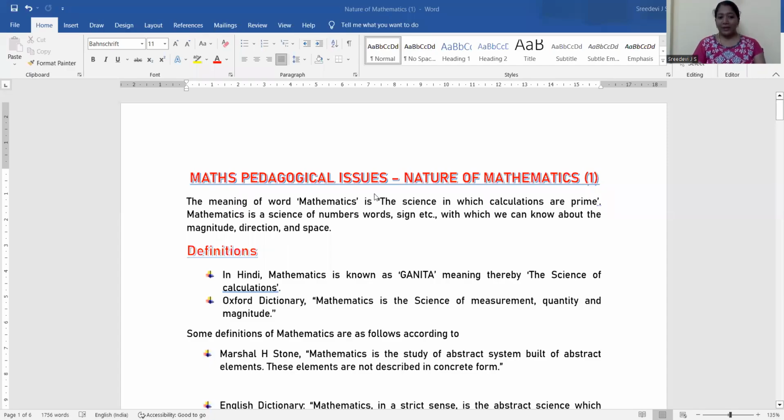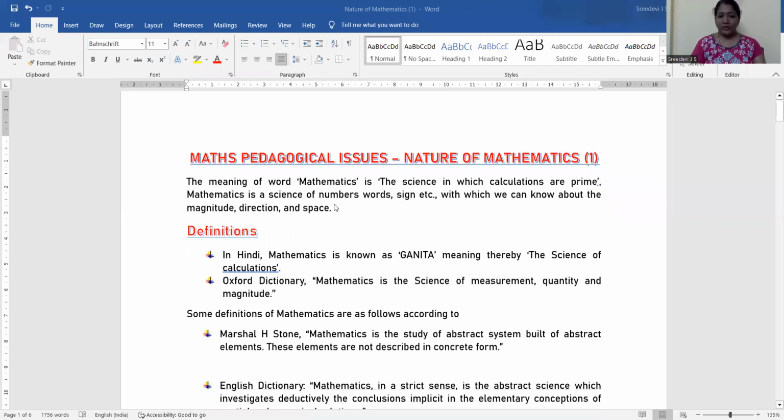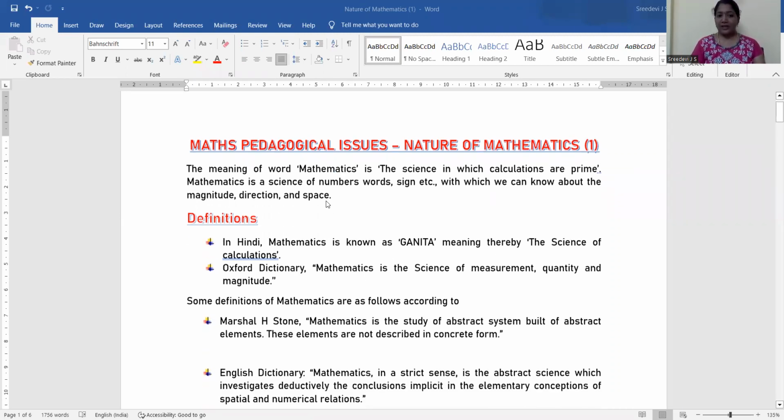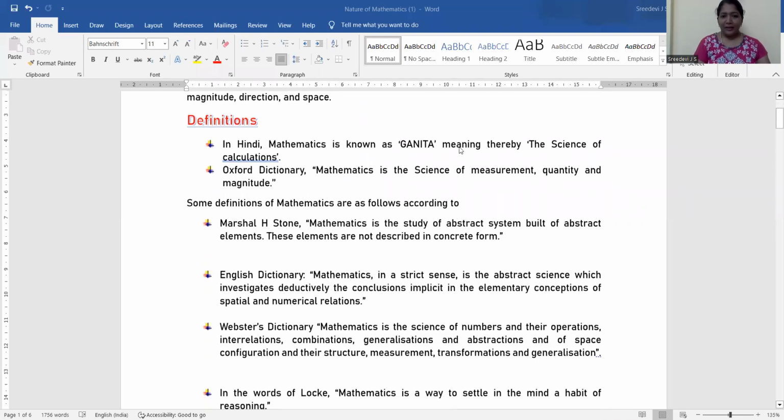Okay, so math pedagogical issues, nature of mathematics, first part. So now I'm going to give you some definitions. Okay, so please have it in your mind. The meaning of the word mathematics is science in which the calculations are prime. And mathematics is a science of numbers, words, signs, etc., with which we can know about the magnitude, direction and space. Okay, then in Hindi, mathematics is known as Ganita. The meaning is thereby the science of calculations.